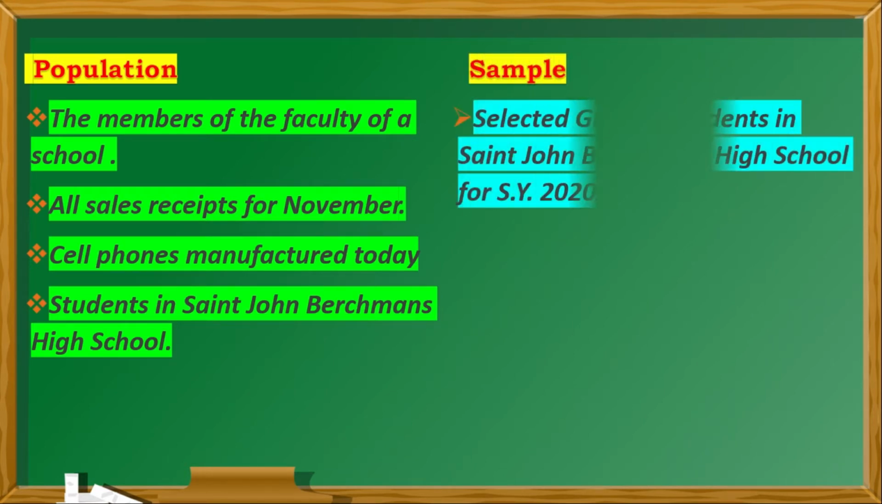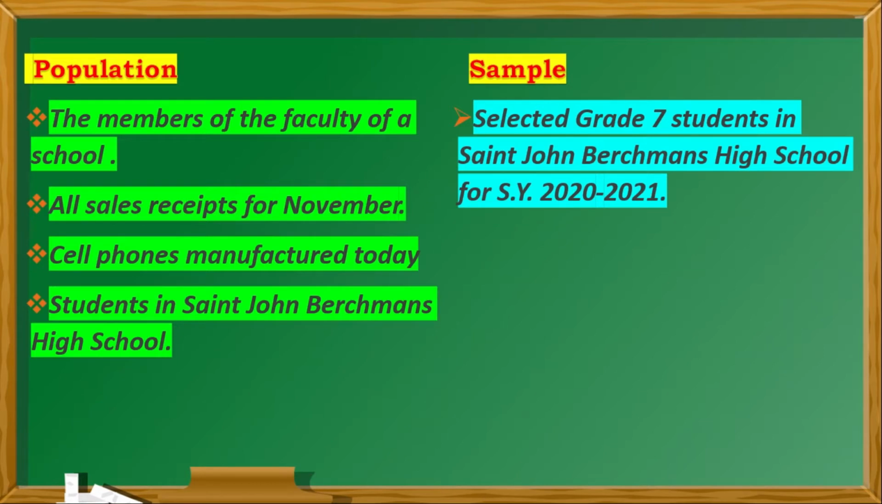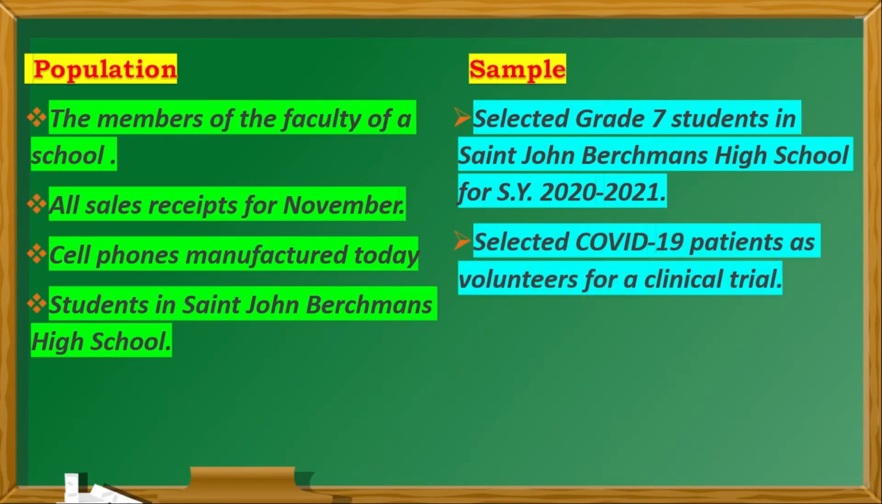Next naman, yung sample. Yan, meron tayong selected grade 7 students in St. John Berkman's High School for school year 2020 to 2021. Next, selected COVID-19 patients as volunteers for a clinical trial. So, yun yung natin, no? Selected. Ayan, yung keyword natin, selected.